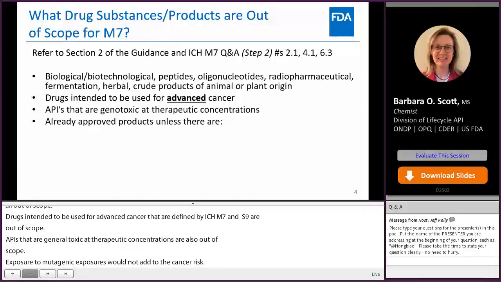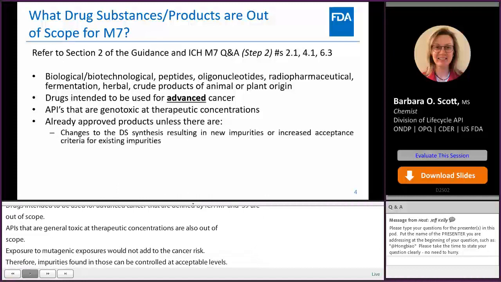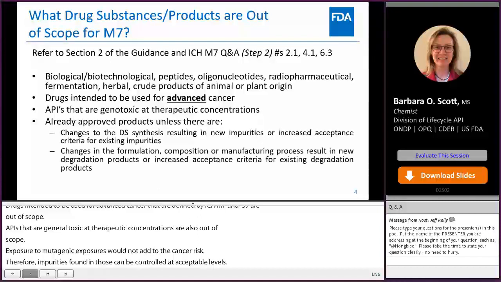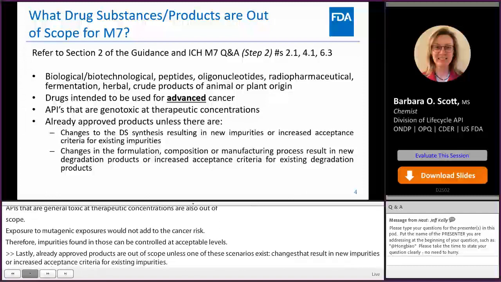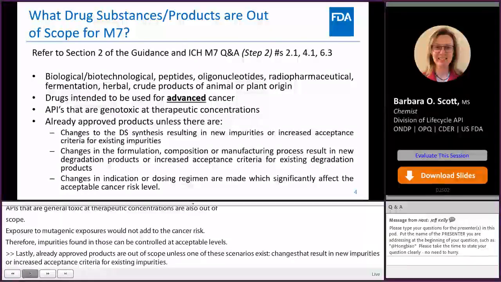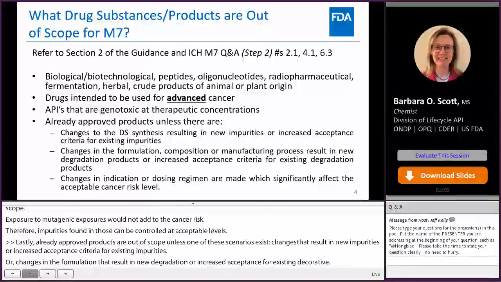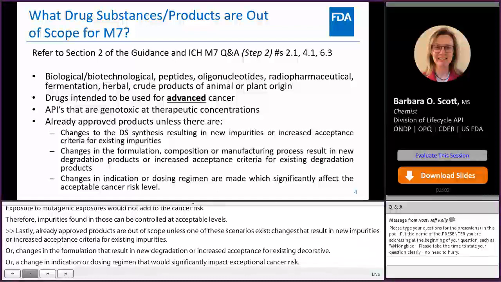And last, already approved drug products are out of scope unless one of these scenarios exists. There are changes to the drug substance manufacturing that results in new impurities or increased acceptance criteria for existing impurities. Or there are changes to the drug product formulation or process that result in new degradants or increased acceptance criteria for existing degradants. Or there is a change in the drug product indication or dosing regimen that would significantly impact acceptable cancer risk. In each of these cases, ICH-M7 would apply, and each submission would be reviewed on a case-by-case basis within the agency.